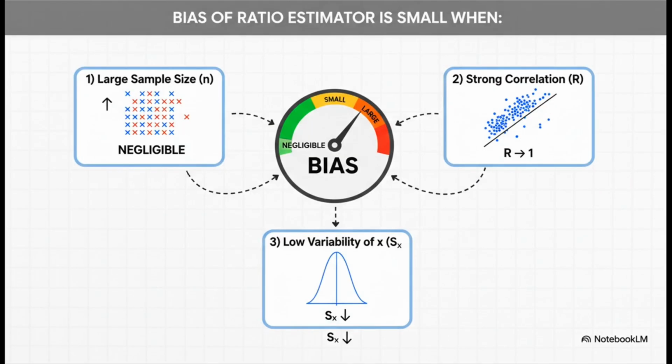And the best part is, this bias isn't some big, scary monster. It gets really, really small, practically vanishes under a few conditions. The most important one is having a large sample size. But the bias also shrinks when the correlation between X and Y is super strong, and when your auxiliary variable X doesn't vary a ton. In most real-world studies, this bias is so small we don't even worry about it.